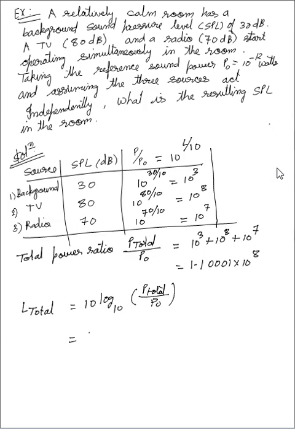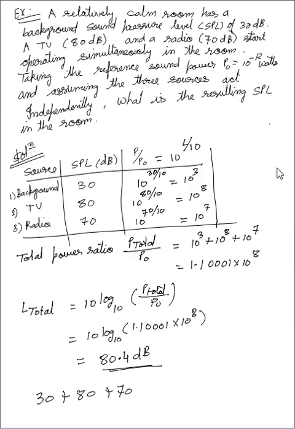So it is 10 log to the base 10 of 1.10001 into 10 raised to 8. So the answer will come around 80.4 decibel. So you can see the sum total is nearer to the highest decibel. Whenever I am adding 30 plus 80 plus 70 decibel, the answer I am getting is 80.4.